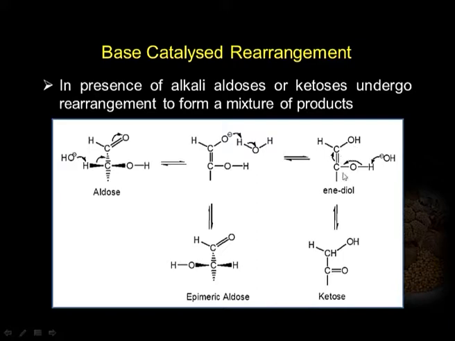If this enediol structure now loses H from here to the base, this pair of electrons shifts here and this pair of electrons goes to the carbon which captures H, and we get the ketose structure.